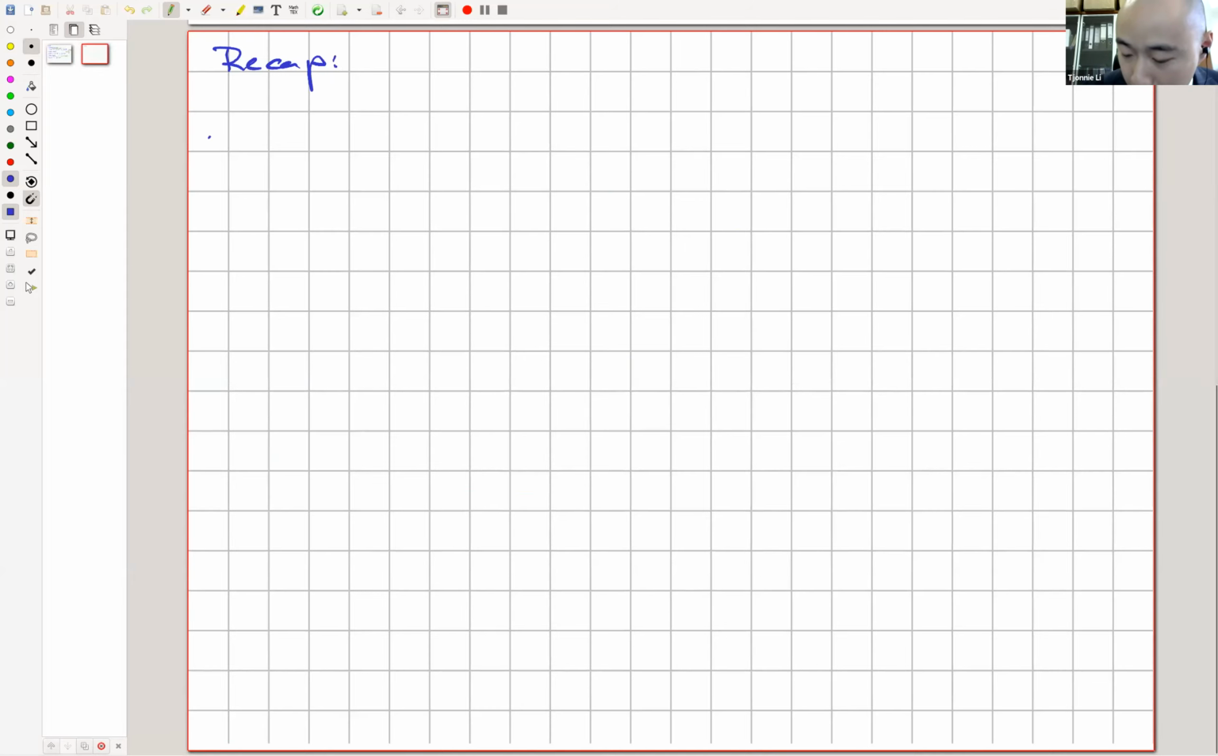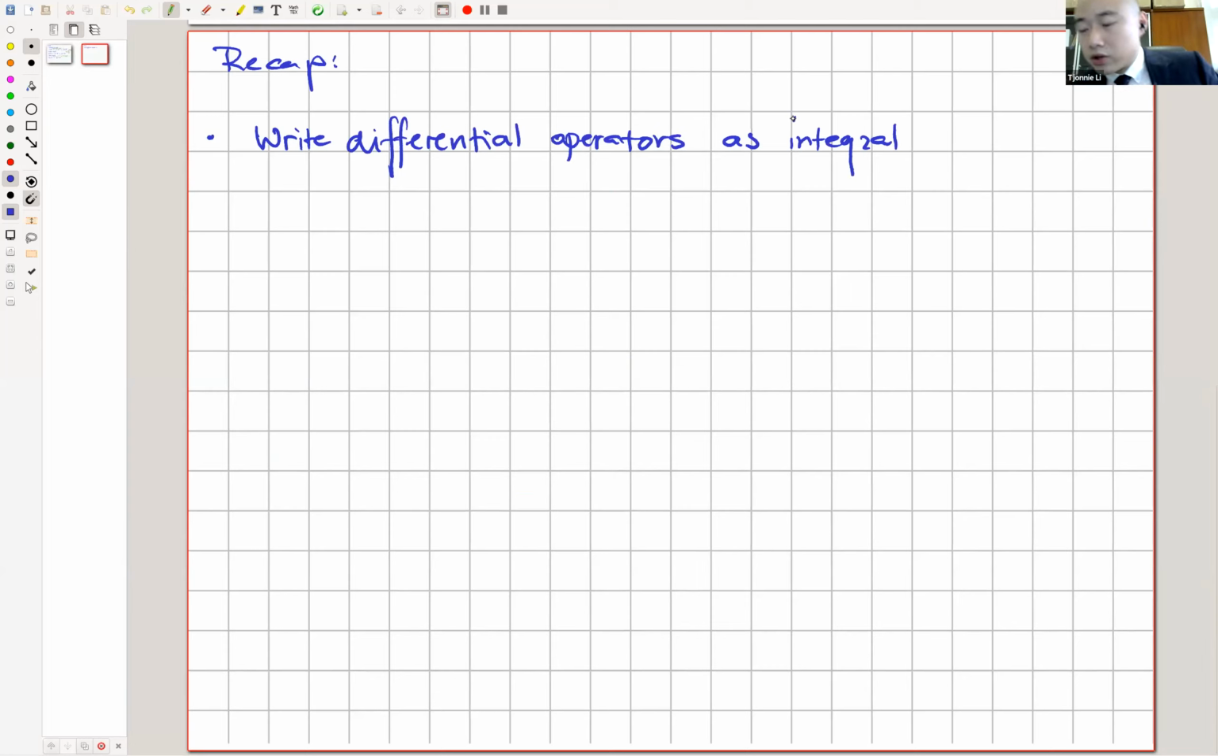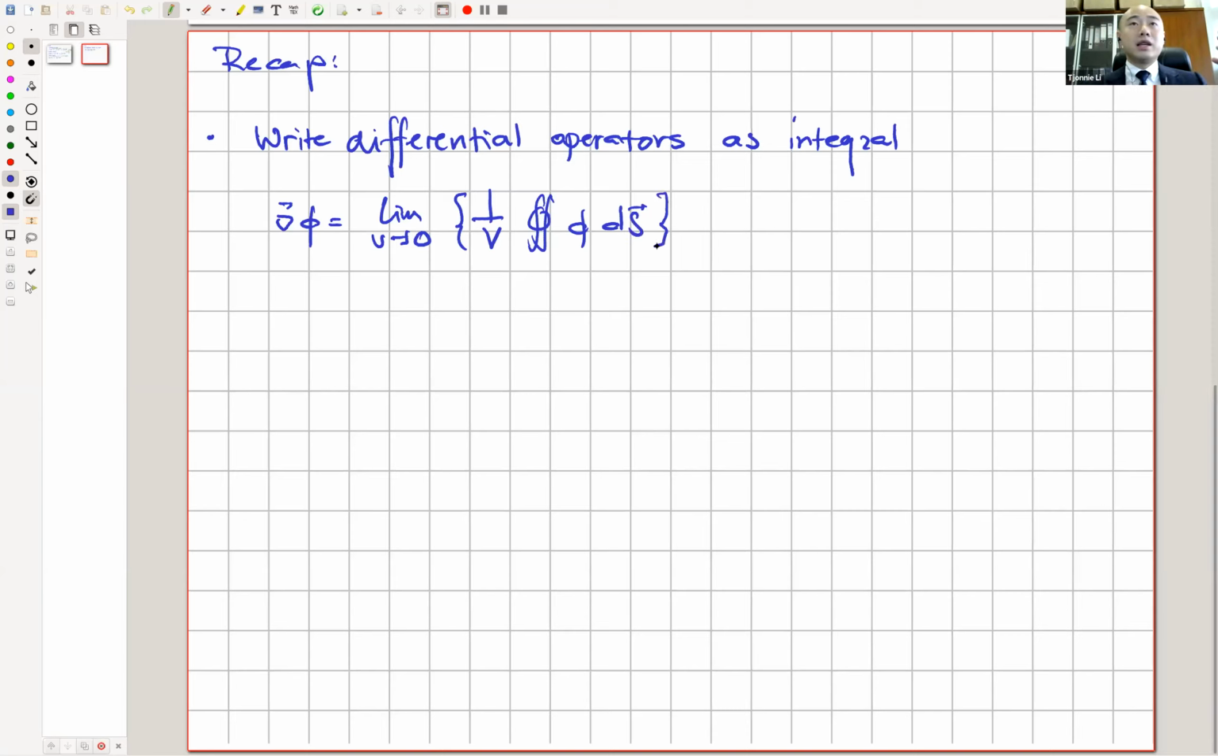And so, we can write differential operators as integrals. Please give them an integral formulation. One example is the gradient, which we can write as the limit of some volume v goes to 0, 1 over v, and then the integral over some surface. Here ds is the bounding surface of volume v.